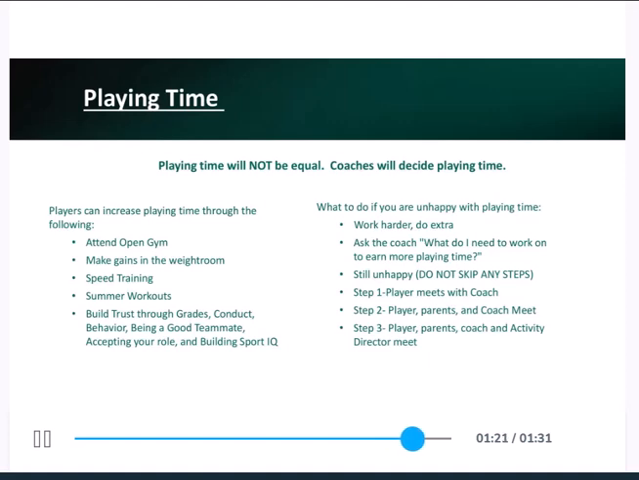Again, playing time will not be equal. Coaches will have the ultimate decision on playing time, but there are things that the student athlete and families can do if they are unhappy with their time.